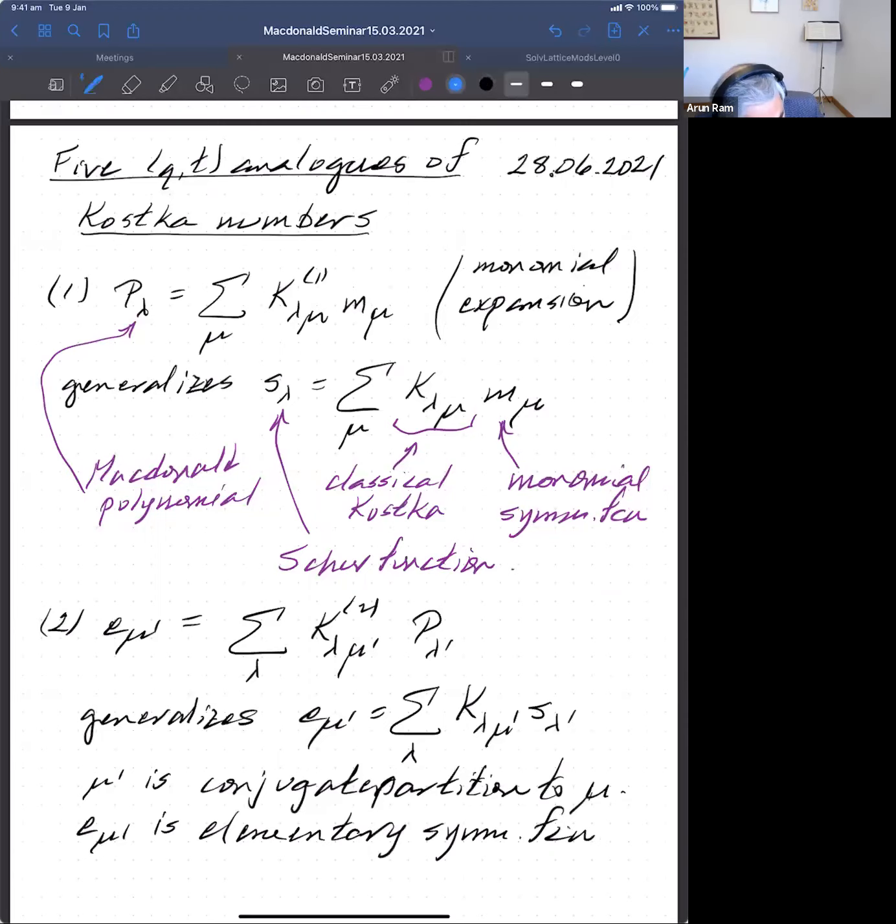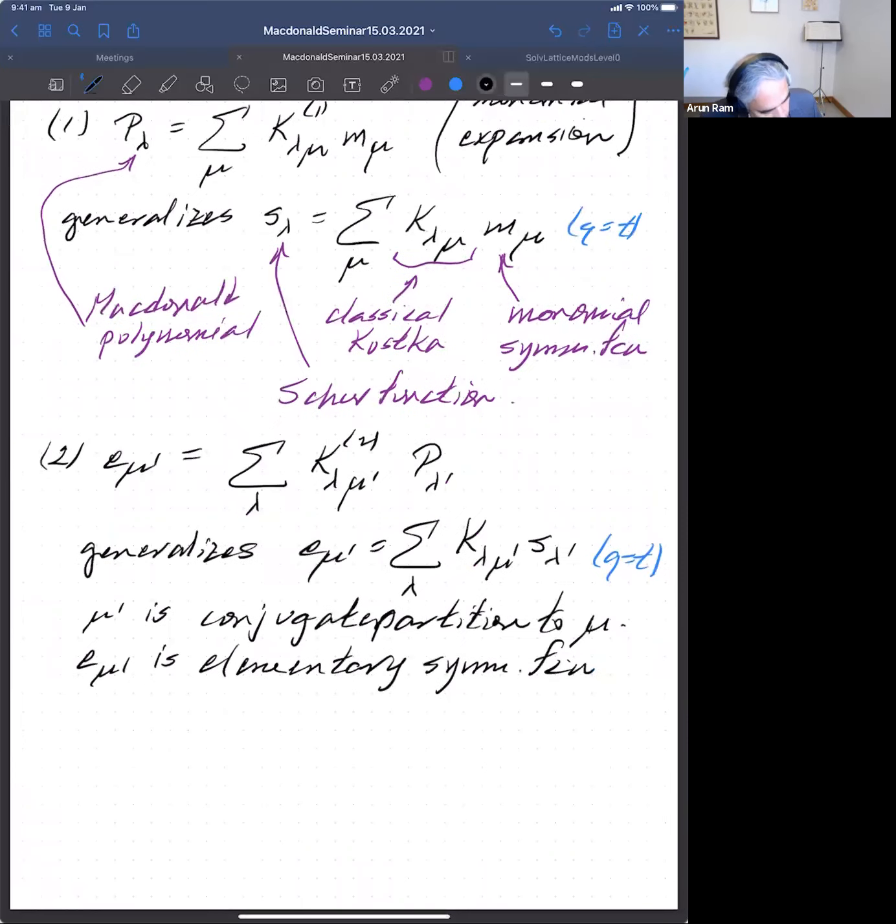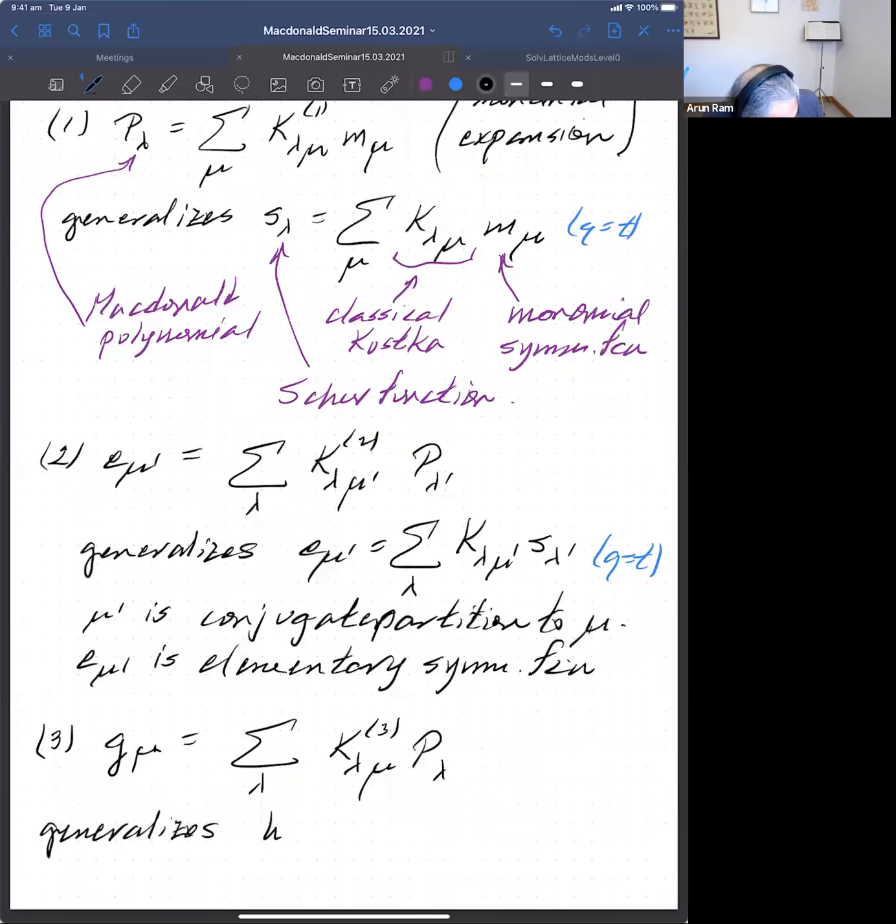In the classical case, these are the same. I should remark that this happens when q equals t, and this specialization is also q equals t. So if I take the q,t Koska number and specialize q equal to t, it will turn into the ordinary one. But a priori, these two generalizations already are not the same, and we need to write down better what the relationship between them is. So the third one is if I take G mu, and I will explain in a moment what the G's are, and expand those in terms of Macdonald polynomials. So this generalizes the case of the homogeneous symmetric function. When I expand it in terms of Schur functions, then I get the usual Koska numbers. So in the classical case, you always get the same Koska numbers.